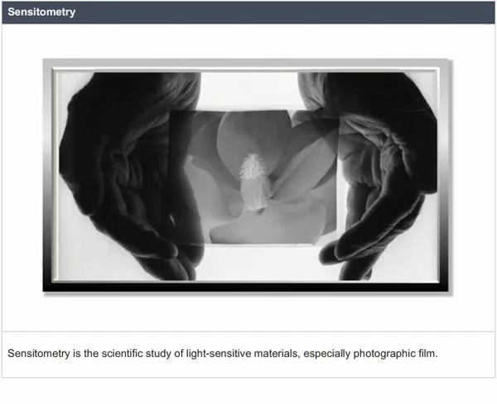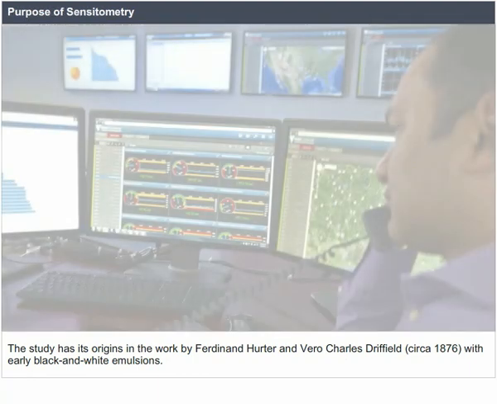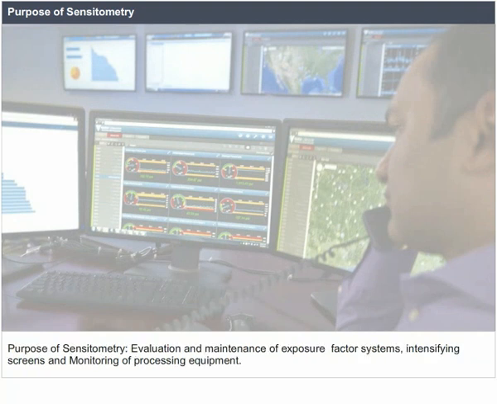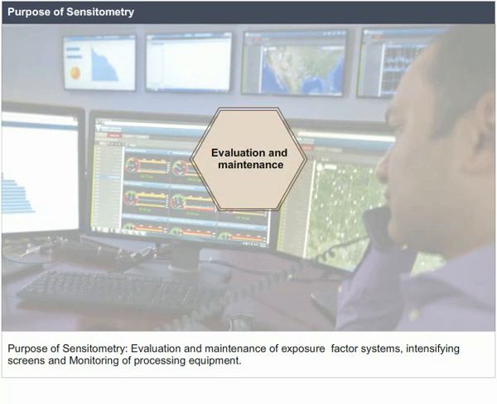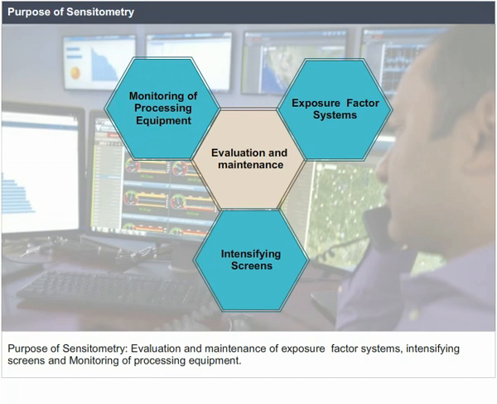Sensitometry. Sensitometry is the scientific study of light-sensitive materials, especially photographic film. The study has its origins in the work by Ferdinand Hurter and Vero Charles Driffield, circa 1876, with early black and white emulsions. Purpose of sensitometry: evaluation and maintenance of exposure factor systems, intensifying screens, and monitoring of processing equipment.